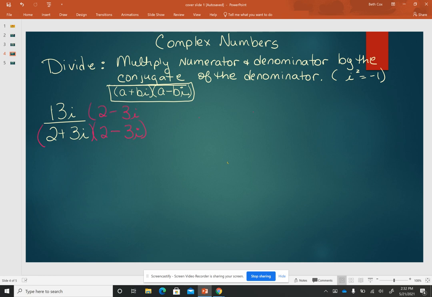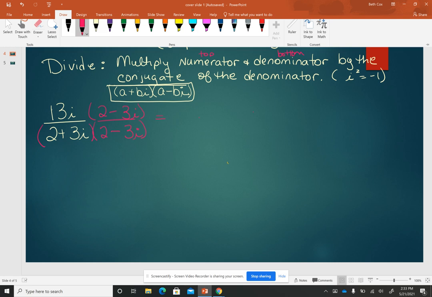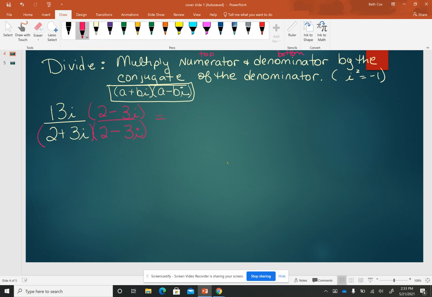So I'm going to multiply both the numerator, which is the top, and the bottom, which is the denominator, by the conjugate of the denominator. And the top is going to be a distribute. The bottom is going to be a FOIL. So let's get those done really fast. Stop the video, see if you can do it.